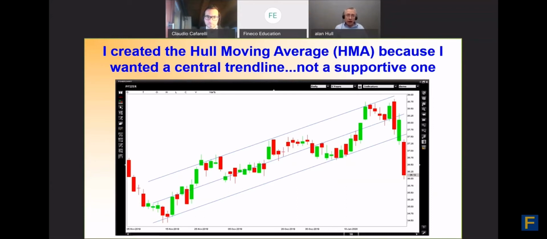However, what you really want to do is put in that central line, because then I can identify when I want to enter this market: when the market is down here in a pullback at the lower trend line. I don't want to enter the market when it's in the upper half of the channel.